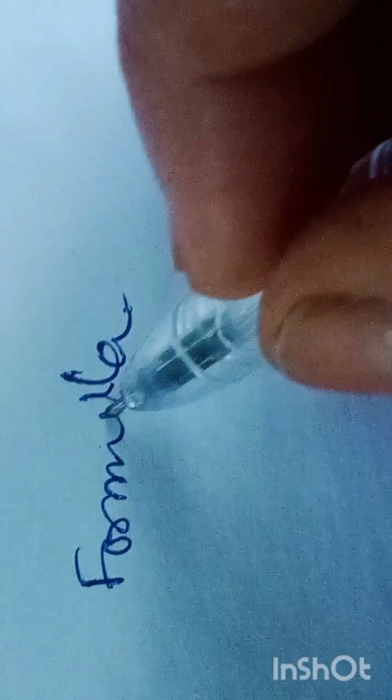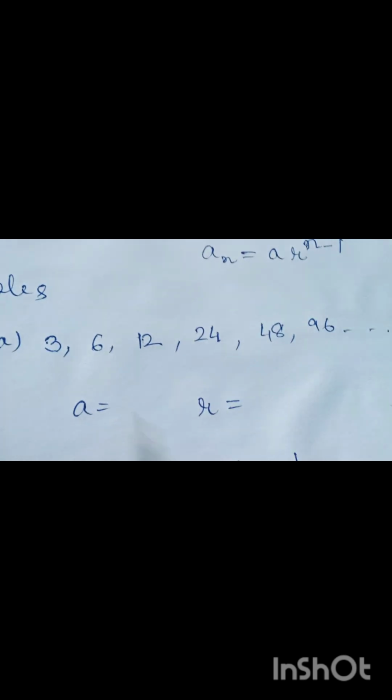So this is the formula of GP. So the formula of GP is what? For the nth term, we can write it as a r to the power n minus 1. Let us have more examples of GP. Here 3, 6, 12, 24, 48, 96.